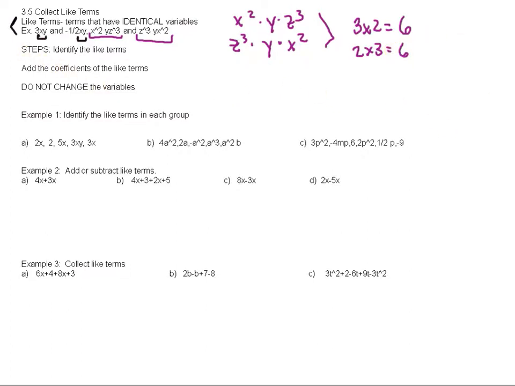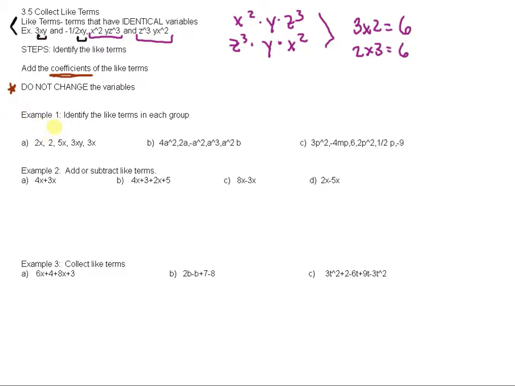Okay, so the steps. Let's identify the like terms. Then we add the coefficients of the like terms. So when we add, we only add the coefficients, do not change the variables. The variables stay as they are.